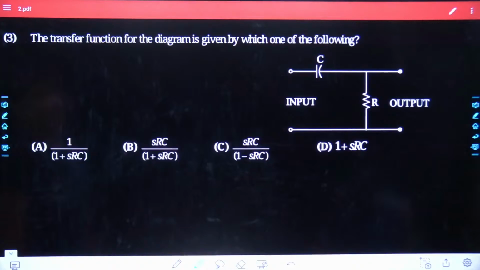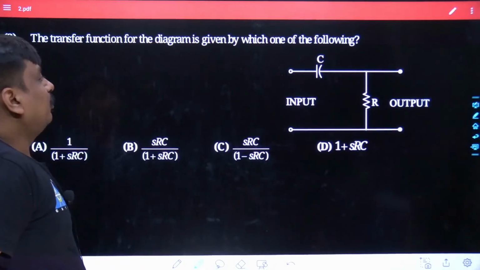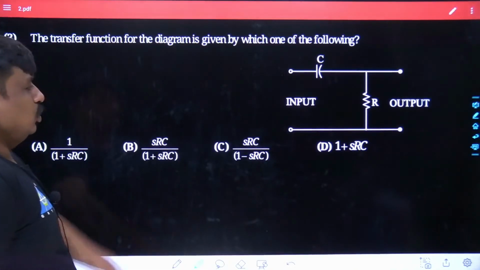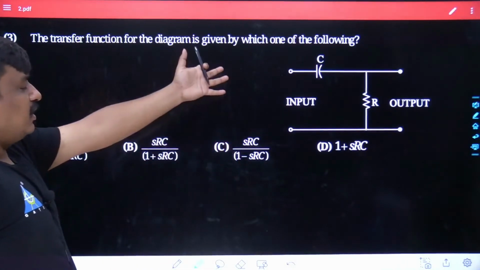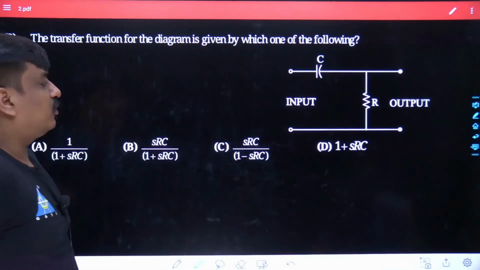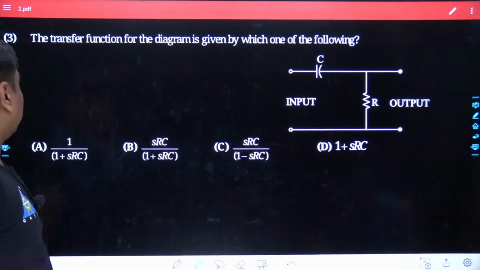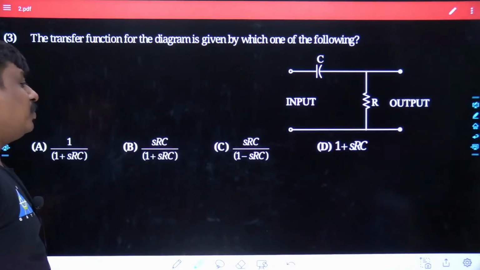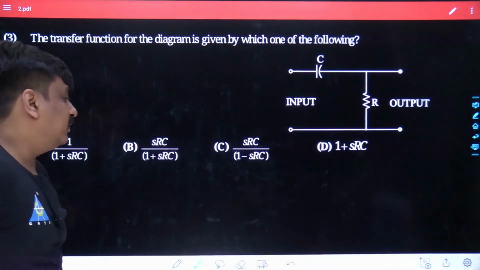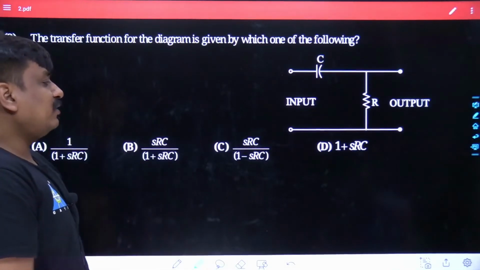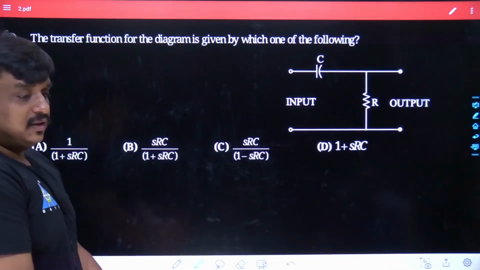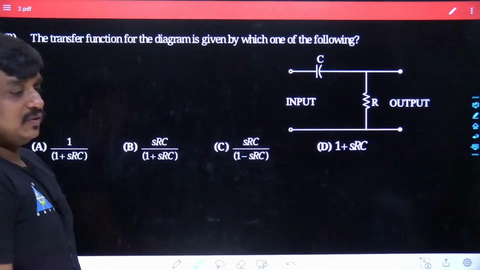The transfer function for the diagram is given by which one of the following? Obviously, you have a series RC ladder network and the output is being taken from the resistor element R. The options are: A is 1 upon 1 plus SRC, B is SRC divided by 1 plus SRC, C is SRC divided by 1 minus SRC, and D is 1 plus SRC. Tell me what would be the best answer for this given problem.